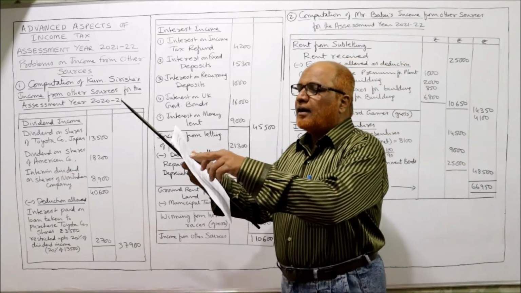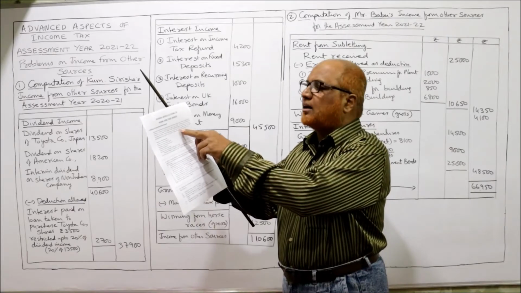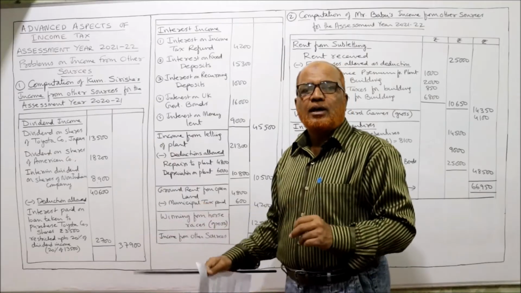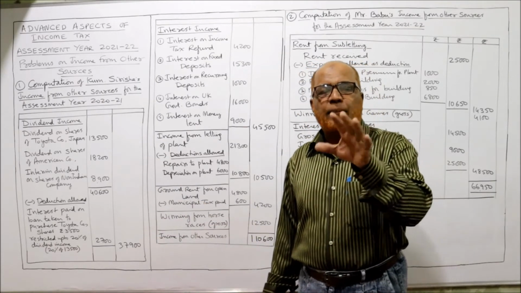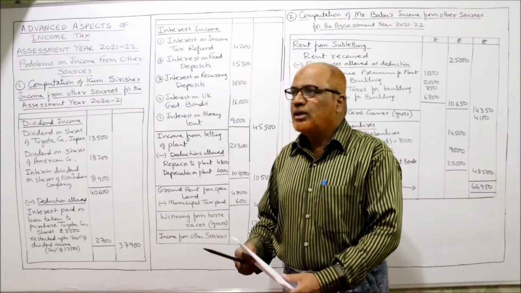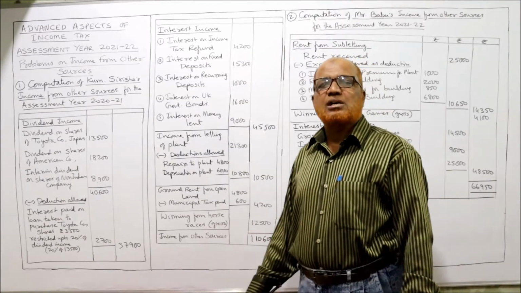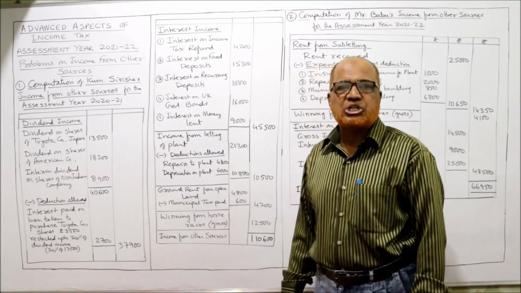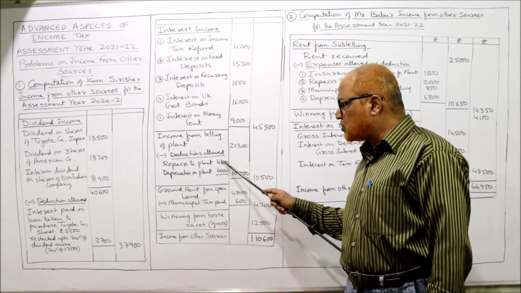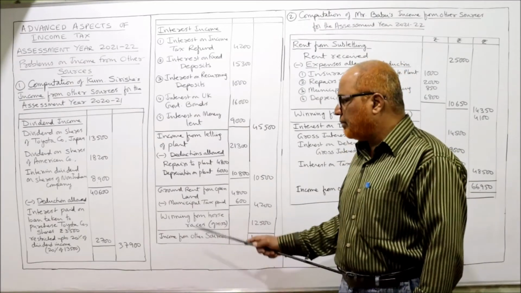Next comes income from letting out. Income from letting of plant 21,300, repairs to plant 4,800 and depreciation on plant 6,000. Letting out of plant, machinery, furniture is an income from other sources. So here, income from letting of plant is 21,300. Two deductions are allowed, repairs and depreciation on plant. So repairs to plant 4,800, depreciation on plant 6,000, total 10,800. Deduct that, and 10,500 is the income from letting of plant.